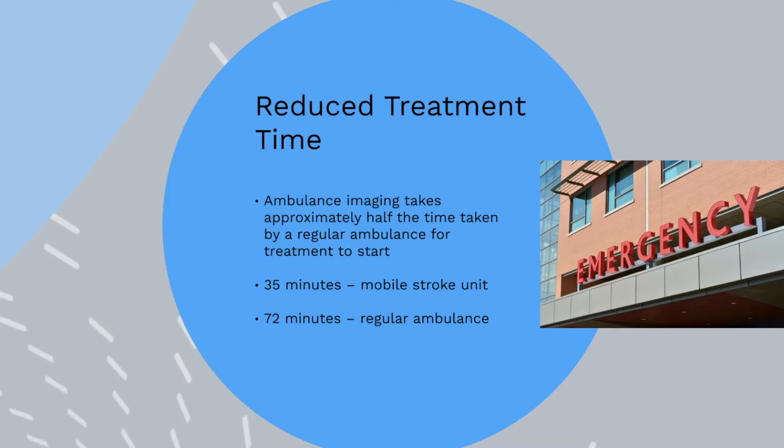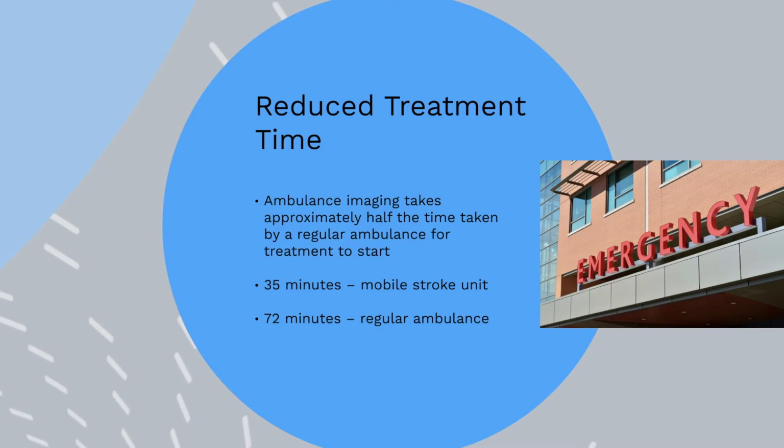The images of the brain help make an instant distinction between the two main causes of stroke, either a blocked blood vessel supplying blood to the brain or a burst in a blood vessel near the brain. Once the type of stroke is identified, immediate treatment can start in the ambulance. Studies have shown that the use of ambulance imaging has approximately half the time taken for treatment to start.